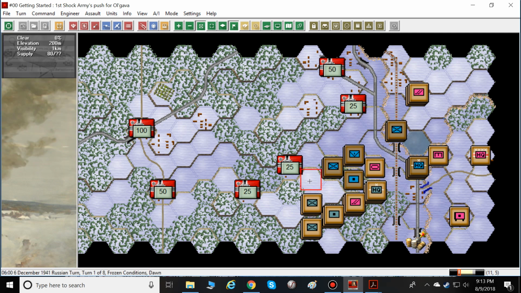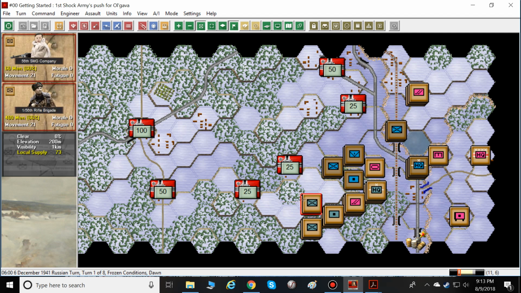We can move them here, which is a clear hex, which gives us no bonus, or we can move them here into the forest hex, which gives us a minus 20% to the attack value. So obviously we're going to move them into the forest, right? Because we know better defense is going to give the enemy a harder time to do damage to us. So we're going to double click and move them into that hex.